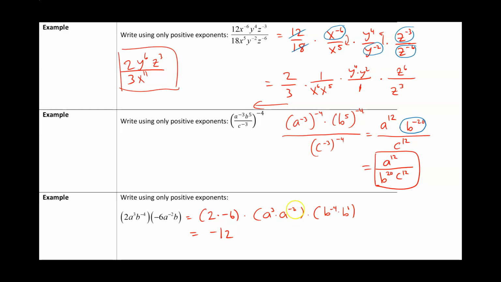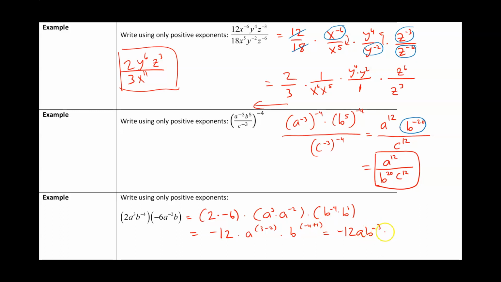So you can flip the negative exponents if you wanted to, or you can leave them like this. Since I did the flipping method up here, I'll do the non-flipping method here. So the non-flipping method is I add the exponents. So I add 3 minus 2. And then I add negative 4 plus 1. So this gives us negative 12. 3 minus 2 is a. And then negative 4 plus 1 is b to the negative 3rd.